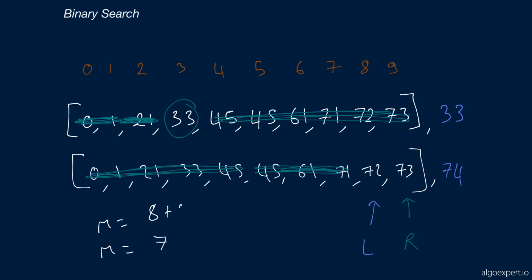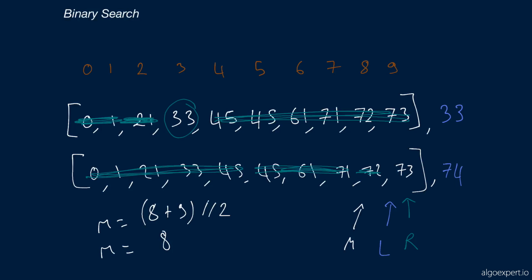So 8 plus 9 divided by 2 is going to be what? 17 divided by 2. That's going to be 8.5. So our middle pointer, or 8 rather. So our middle pointer is now going to overlap with the left pointer. 72 is less than 74, so we eliminate it again. We move our left pointer now here to overlap with the right pointer.